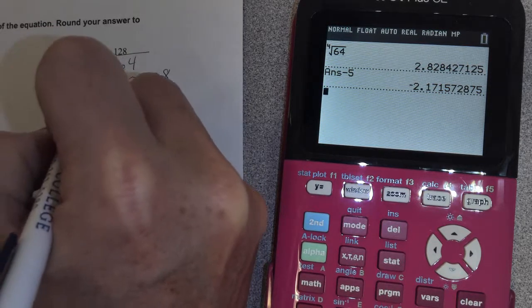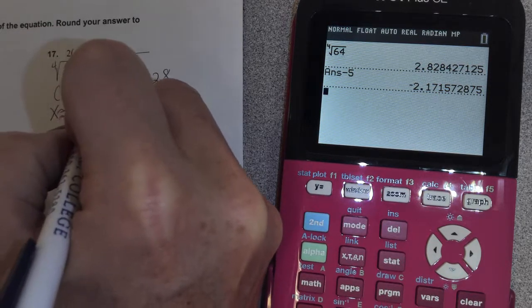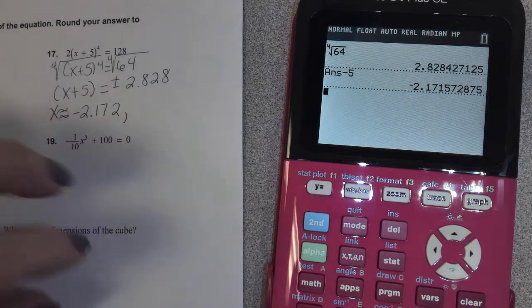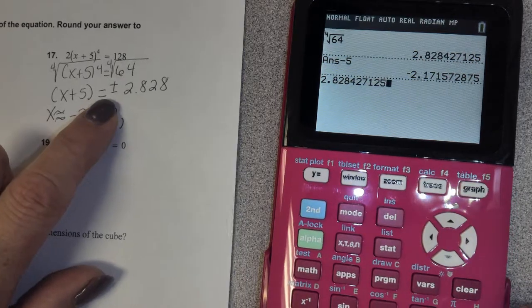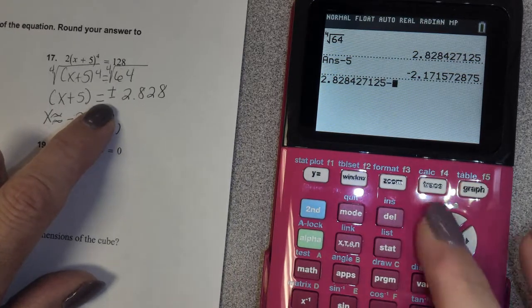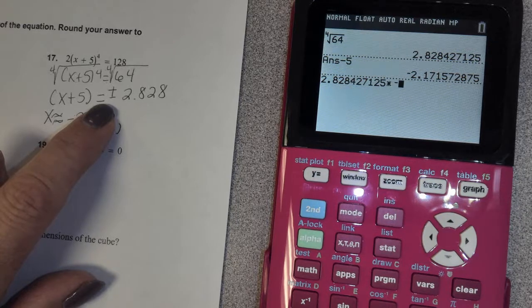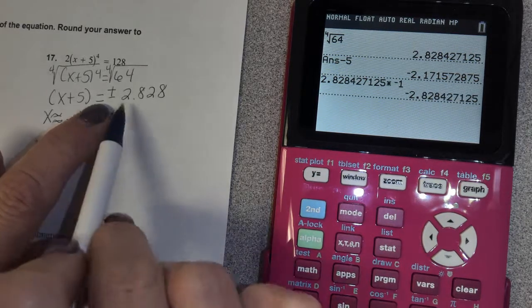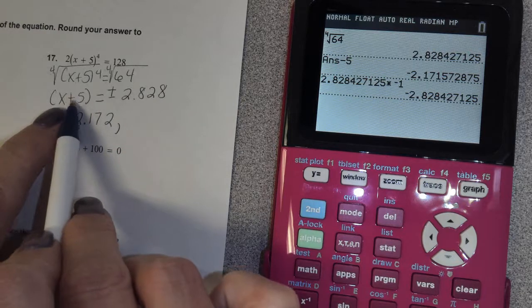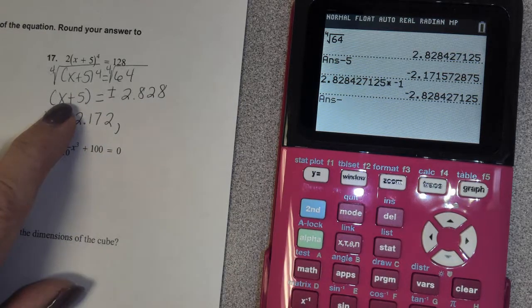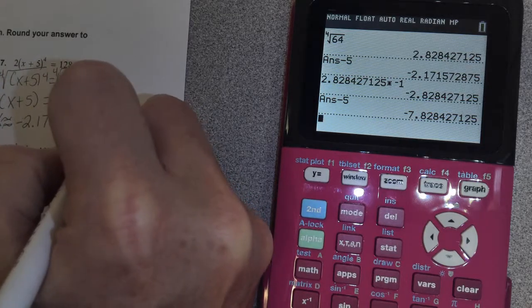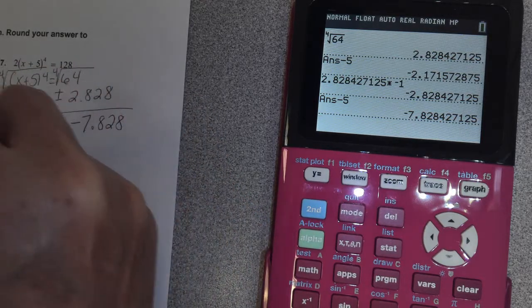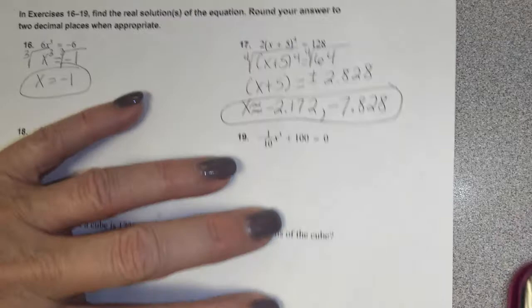And this is an approximation. And then my other answer is going to be this one, but it's the negative of that. So I'm going to have to multiply it by -1. Okay, so I want negative of this, and then I would have to subtract 5. And those are my two approximate solutions to that.